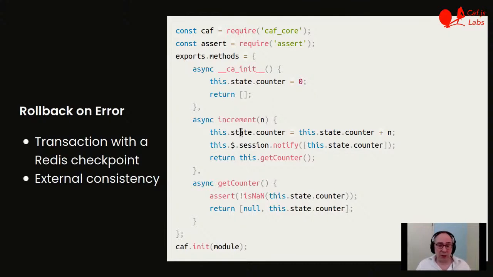So for example, in this case, if you have a function increment, and we have forgotten to validate the input. So if we pass a string to increment, now the counter gets completely corrupted. We send a notification to the world saying, this is my new corrupted state, unfortunately. But then in getCounter, we do the assertion, we throw the exception, and the magic happens. The transaction aborts, we roll back the state changes to the cloud assistant, and we ignore the notification. So it's like nothing ever happened.